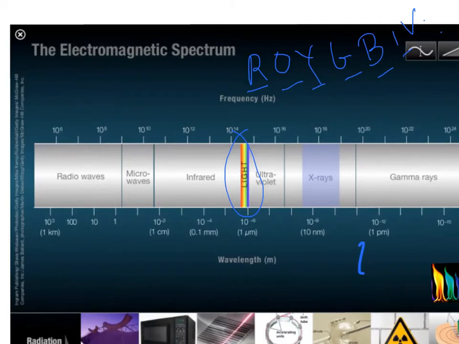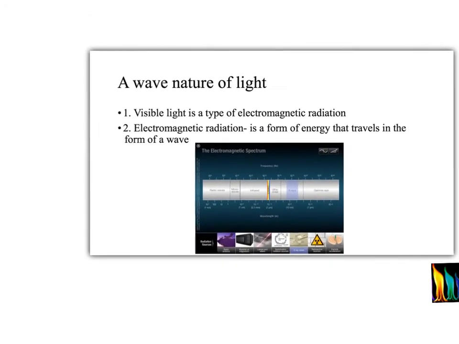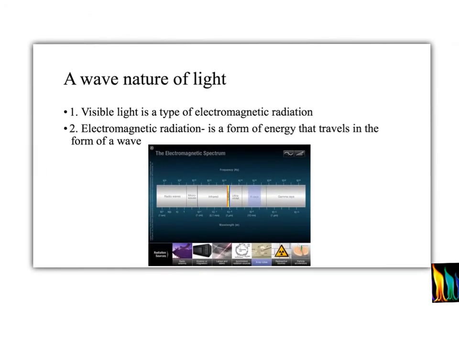The spectrum is showing all of the different electromagnetic radiation. Visible light is a form of electromagnetic radiation. And we also have radio waves, microwaves, infrared, ultraviolet, X-rays, and gamma rays. All of these are electromagnetic radiation. Electromagnetic radiation is a form of energy that travels in the form of a wave.